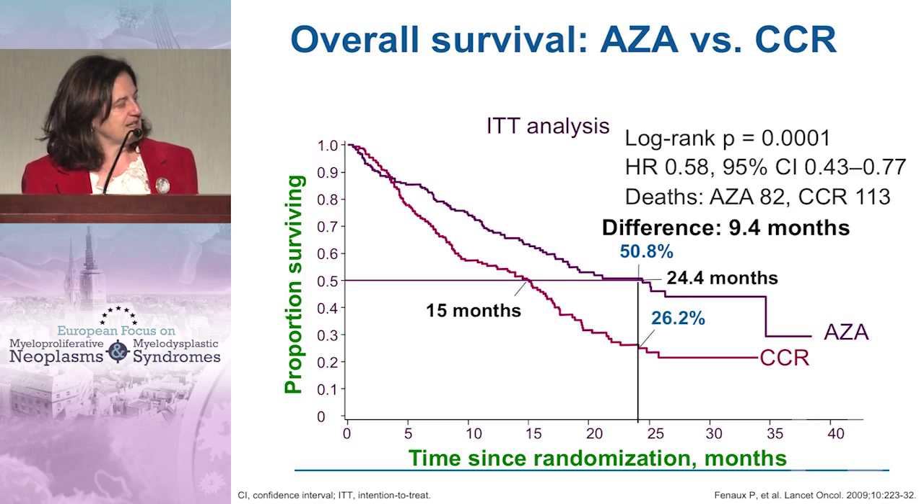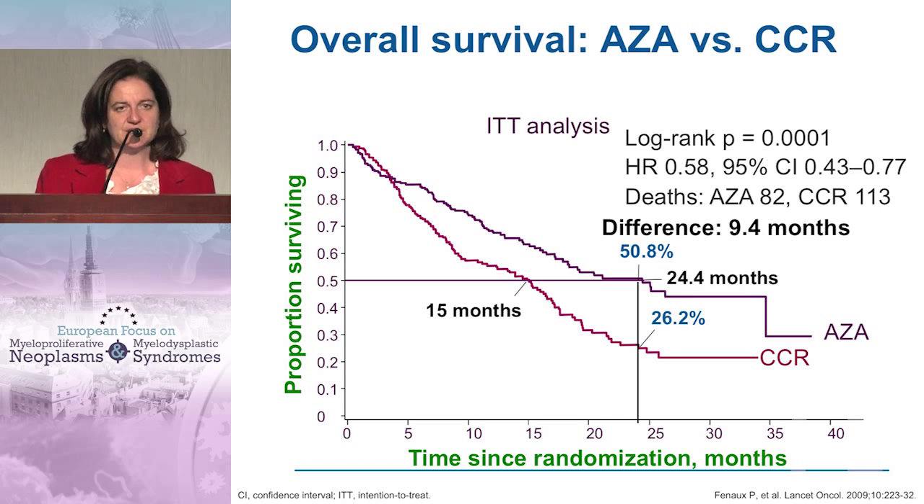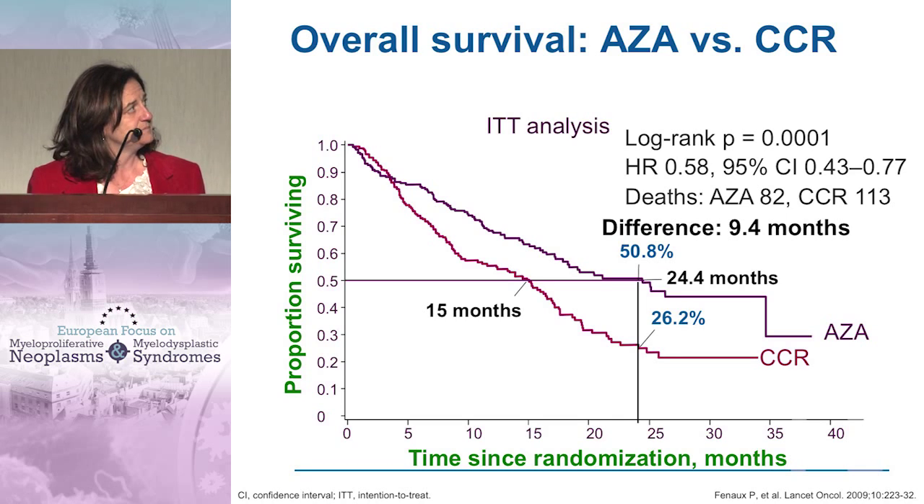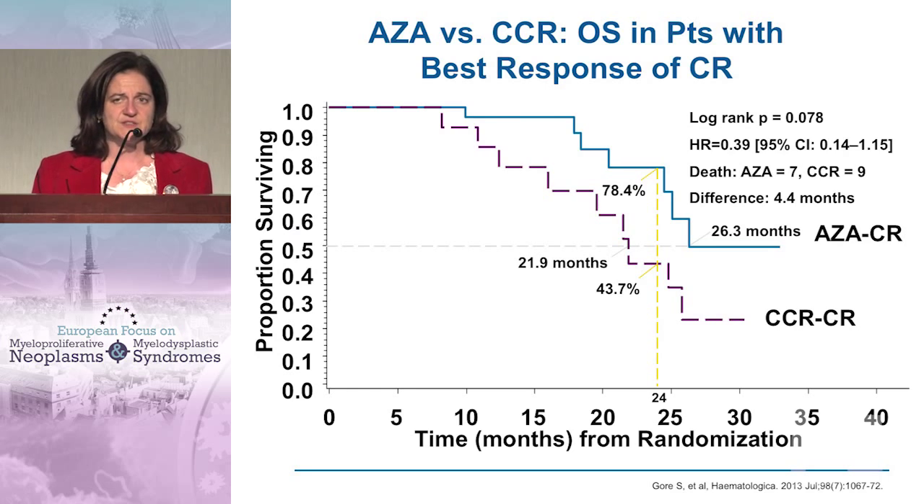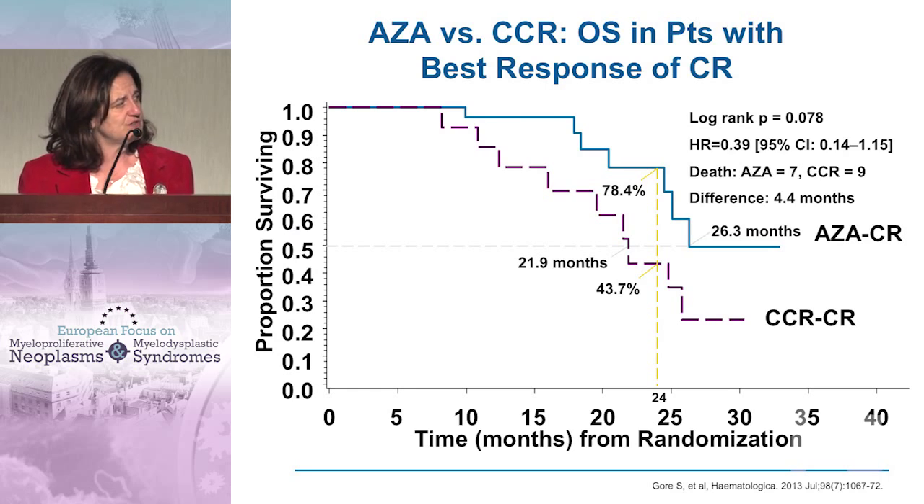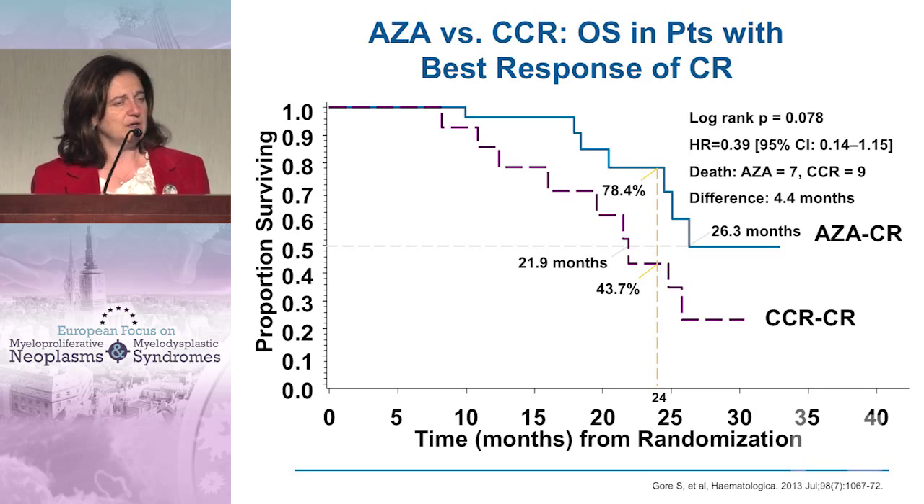This has been shown to you already. This is showing that you have indeed 2 years median overall survival for the patients receiving azacitidine. And then, this is more important, if you compare a patient who has achieved CR after azacitidine to a patient who has achieved CR after low-dose chemo or high-dose chemo or best supportive care, you see that even if the type of response is the same, the patients receiving azacitidine are living longer.